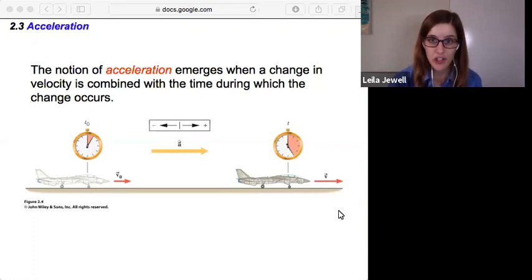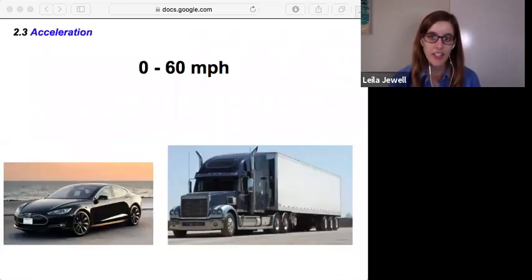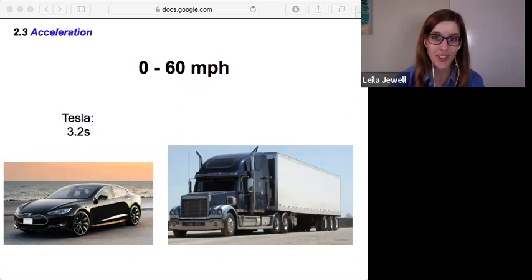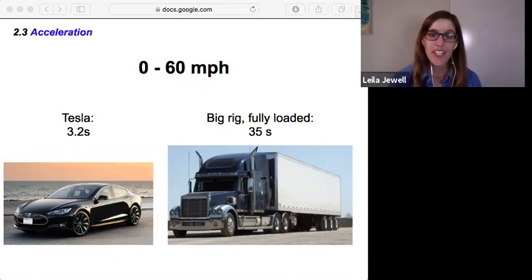The velocity is changed. Now, to illustrate this, for acceleration, I like to think about comparing the 0 to 60 miles per hour rating for different vehicles. So for a Tesla, at least as of a few years ago, might have gotten even lower now, Tesla can go from 0 to 60 in 3.2 seconds. That's super fast. What about a big rig? How long does a big rig take? Any guesses? Big rig fully loaded takes 35 seconds, so 10 times longer.